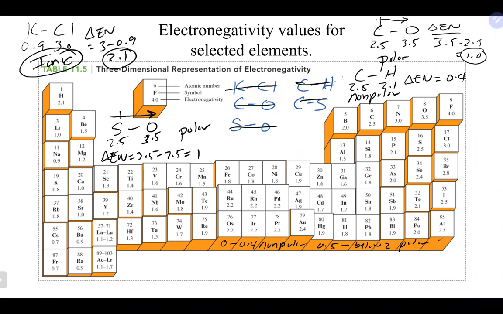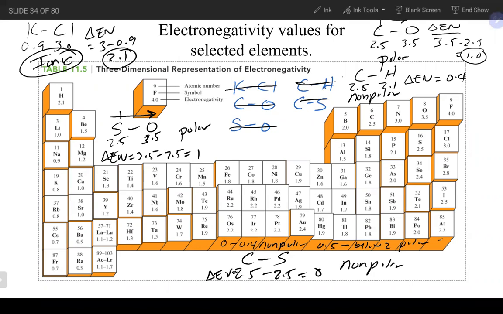Then we've got our carbon and sulfur. Carbon is 2.5. Sulfur here is 2.5. So when I subtract that, I get 0. Means it is what type of bond? It is nonpolar as well. So this is a very good example that you can have two different elements that are nonpolar. They will share their electrons equally. If you have two of the same elements, they definitely will share them equally, but you can also have two different elements share equally.